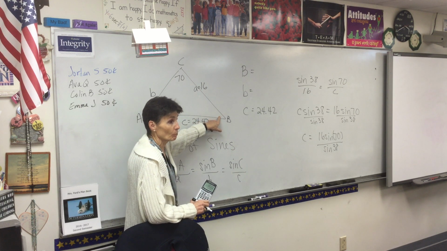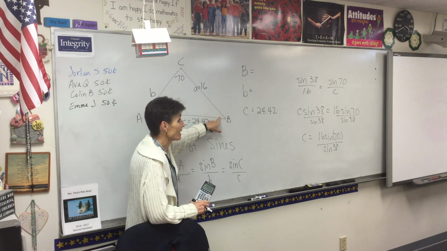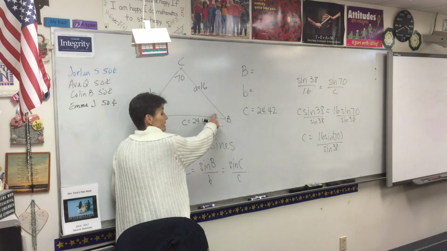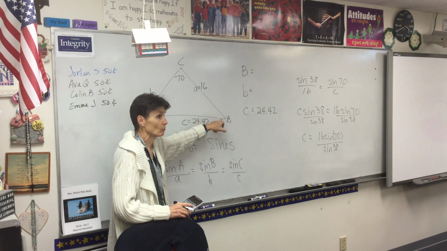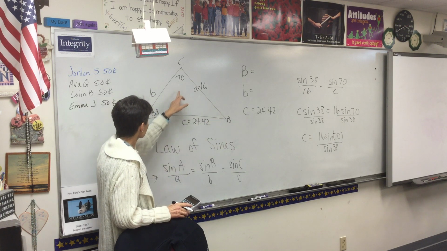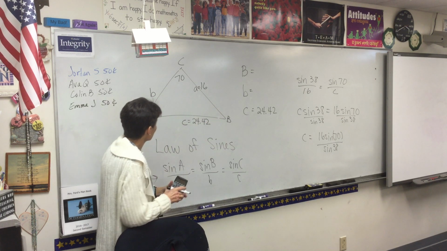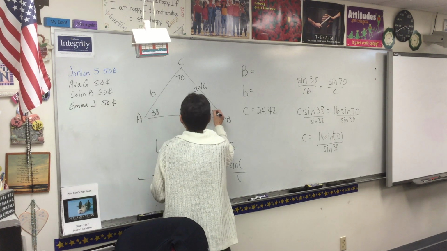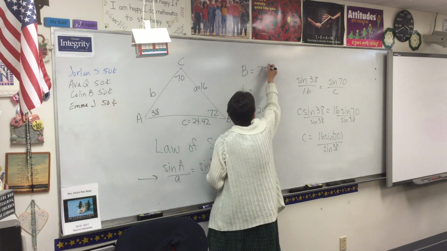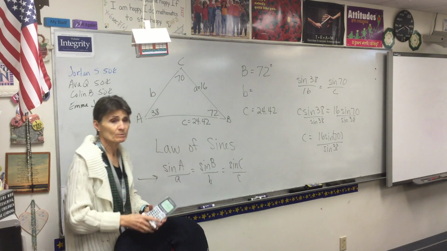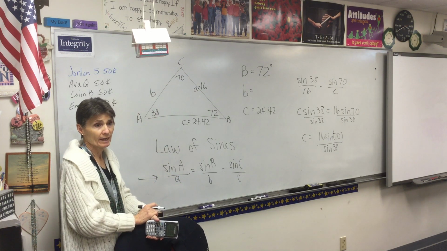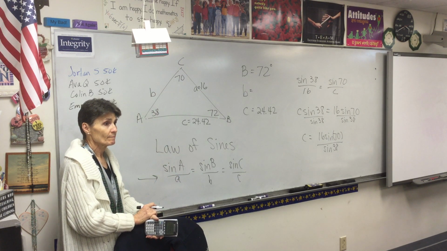I can find angle B though. Do you understand what Max is saying? We can find angle B. Do we need anything fancy or tricky to find angle B? No. If that's 70 and that's 38, then this has to be 72. You don't need any trigonometry to do that. You've got to remember from geometry that the angles of a triangle add up to 180, right?